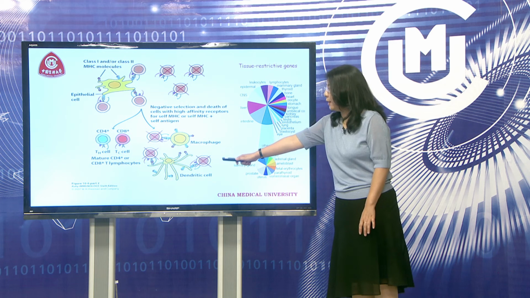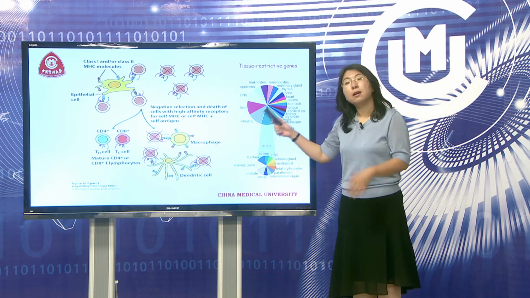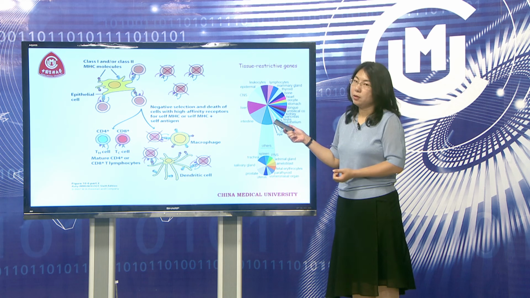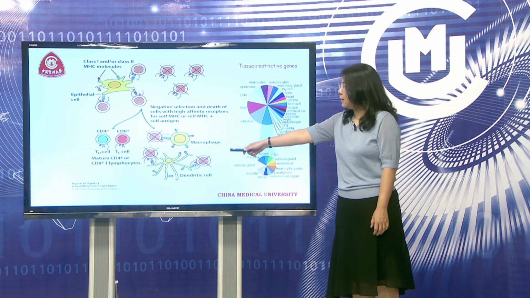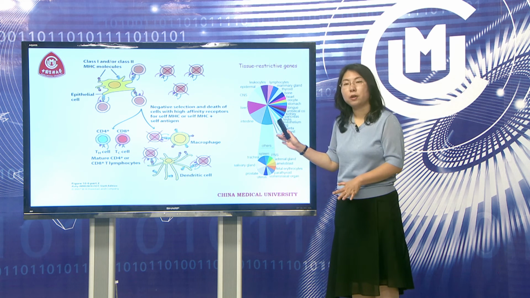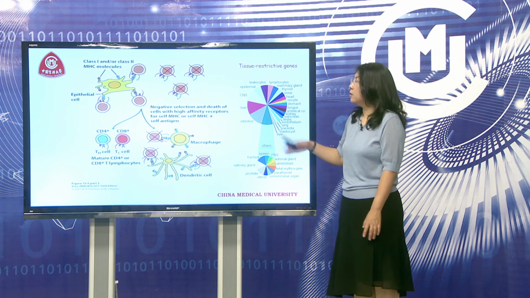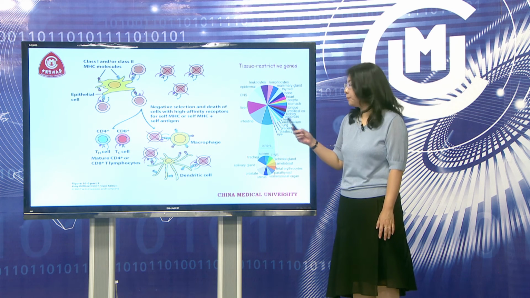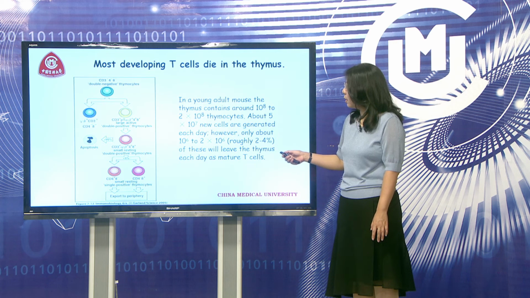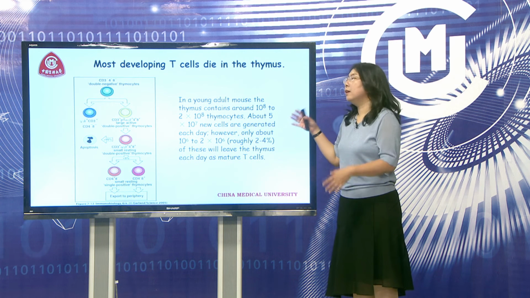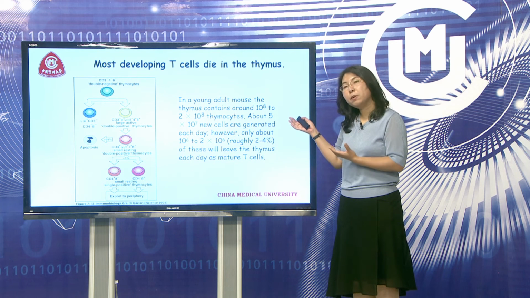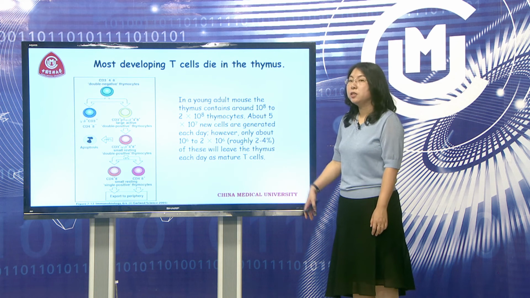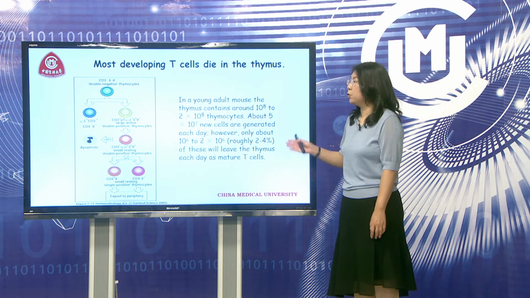So they will die. So this is the negative selection for T cells in the thymus, and we say this T cell gets self-tolerance. So this is the second examination for T cell development. So now we know the T cell development in the thymus, and they pass two examinations, right? So this examination is very strict.